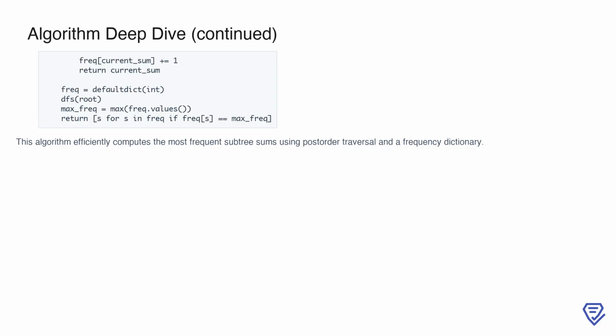After defining DFS, we initialize the frequency dictionary and start the traversal from the root. Once all subtree sums are computed, we find the highest frequency in the dictionary. Finally, we return all sums with this maximum frequency. This algorithm leverages post-order traversal and a frequency dictionary to efficiently compute and identify the most frequent subtree sums.